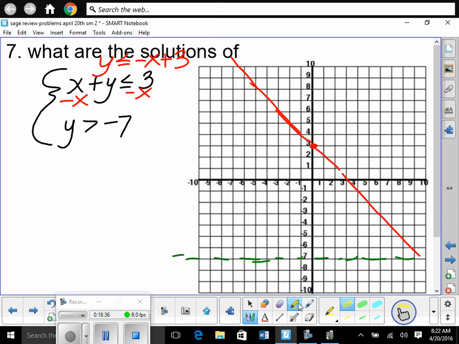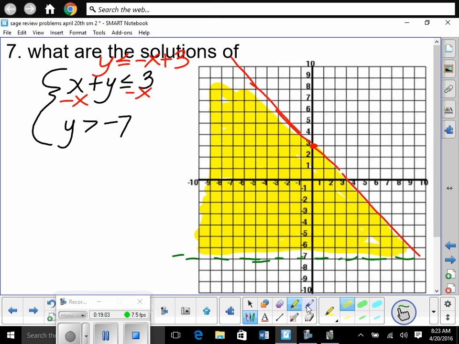So it says y values less than this red line. Y values less than, so wouldn't that be below the red line? But greater than the green line. So isn't that all of these values in here? Yes? So if I said to you, is negative 6, 0 a solution to this system, would you say yes or no? Yes.